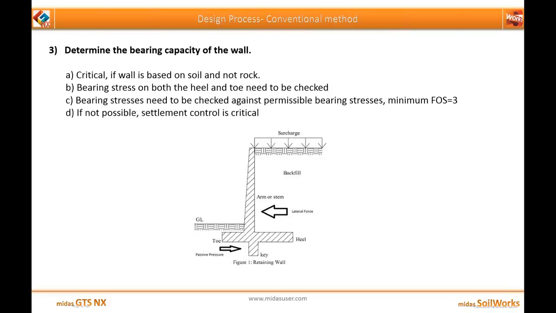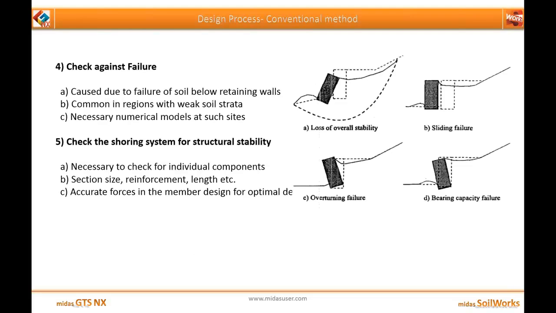Now, the third thing is we need to determine the bearing capacity of the wall, which becomes very critical if the wall is based on soil and not rock. Also, the bearing stresses on both the heel and toe need to be checked against the permissible bearing stresses, with a minimum factor of safety being 3. Now, if not possible, the settlement control becomes very critical.